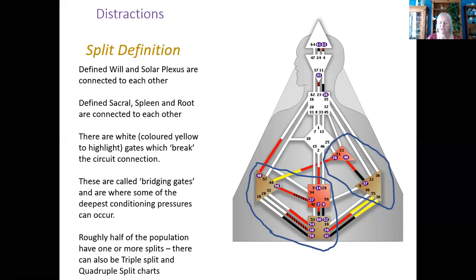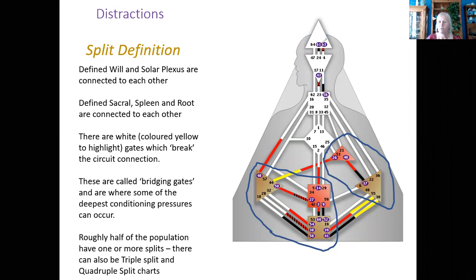And this is where some of the deepest conditioning pressures can occur. So you, again, look up the themes of those and see how much of your life is run on trying to solve those dilemmas, if you have a split definition. Now there are splits where it takes, like there are here, just a single gate to bridge them. And then there are wider splits. So for example, if this person here had, let's say, defined head and Ajna up here, then that would be what we call a wide split, because it would take more than one gate to connect it down to the solar plexus or to the will center or to the spleen center. So that's a different kind of thing than what I'm talking about here.